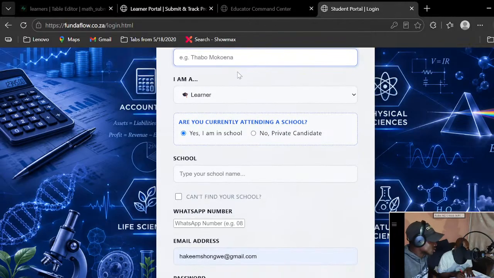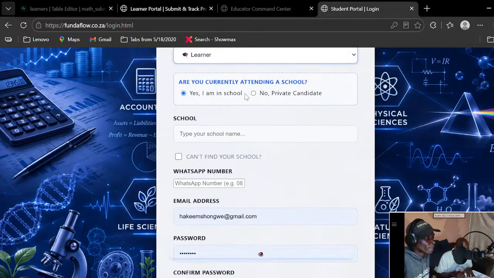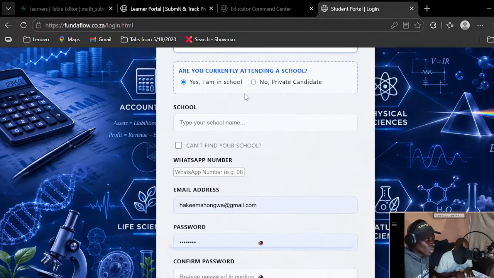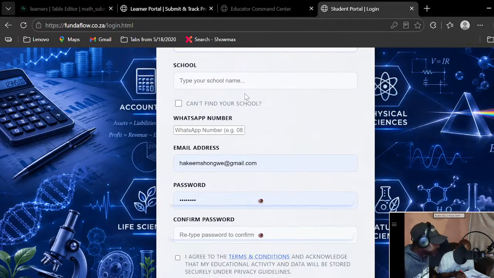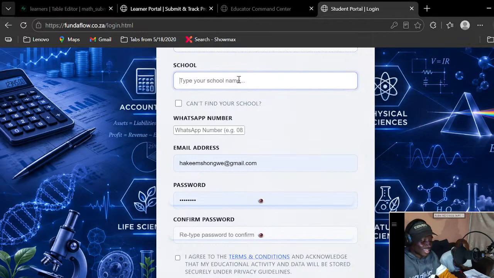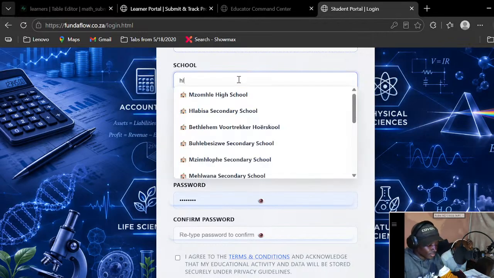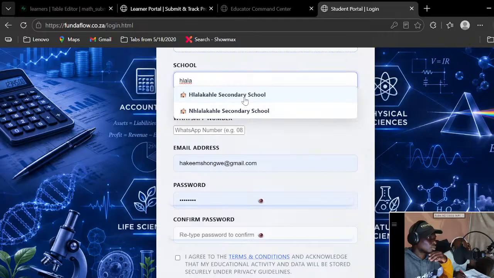Then it asks for your role. Since you are a learner, you're going to choose learner, depending on which one you are. Are you at school or are you not at school? Assume I'm in school. You can insert the school that you are at. Assuming you say Tlalagatle, when Tlalagatle appears, you're going to pick it.